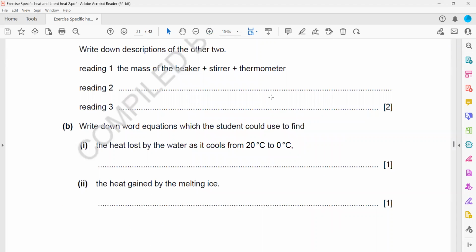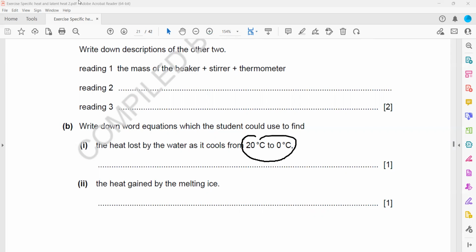Write down an equation which the student could use to find the energy loss by the water. As you can see, there is a change in temperature. It changes from 20 to 0. So whenever there is a change in temperature, we use the formula for energy. We don't have to subtract this. The question is what readings the student will take.